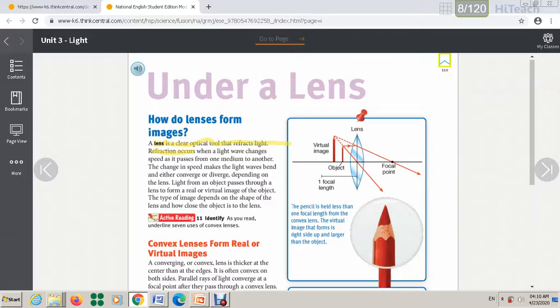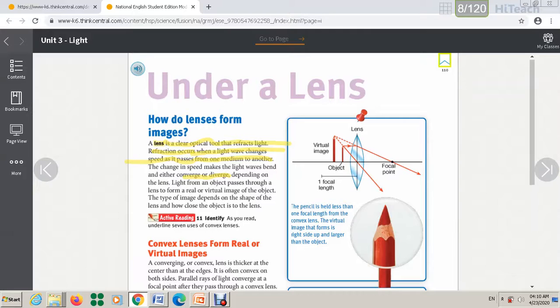As you know, you remember in the previous lesson we took the meaning of refraction. So this part is also important because it's repeated, but it's important though. The change in speed makes the light wave bend and either it converges or diverges, right? Depending on the lens for sure. The property of the image that is formed depends on two factors. What are these two factors? The position of the object, where is the location of the object, how close to the lens or how far away from the lens. The other one, the type of the lens that is used or the shape of the lens.